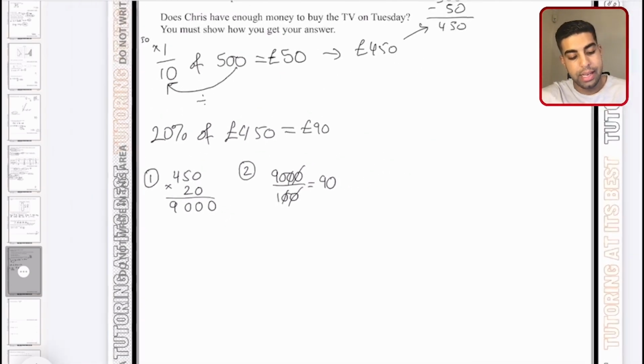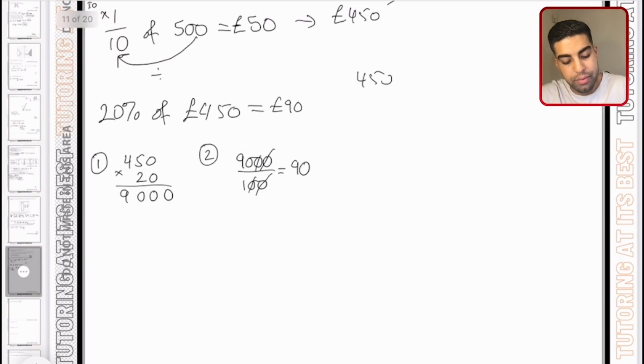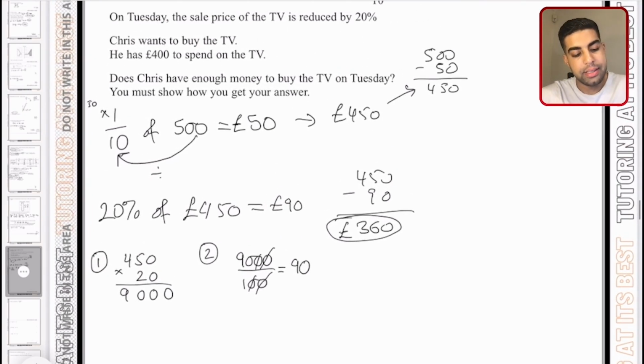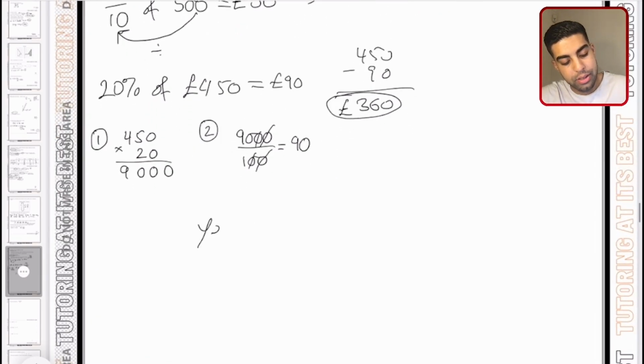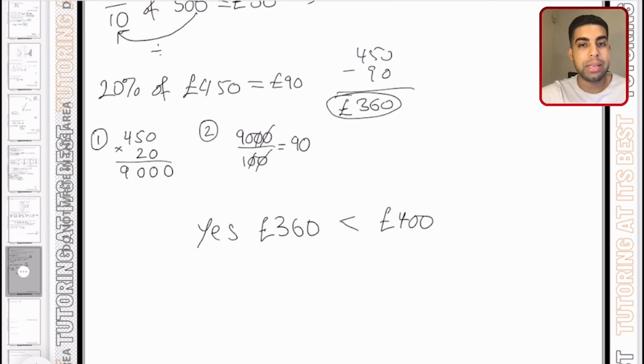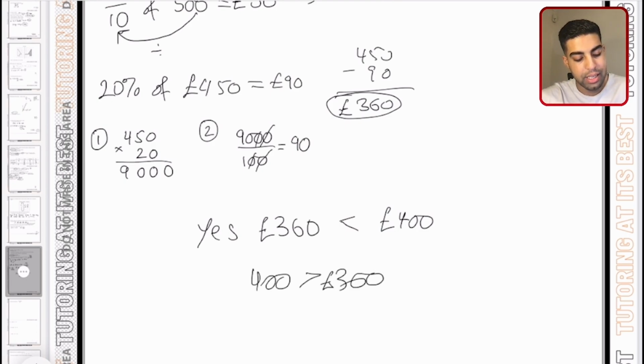So now let's go ahead and subtract that. 450 minus 90 is £360. That is our new value. And so Chris states that he has £400 to spend on the TV. Does Chris have enough money to buy the TV on Tuesday? He definitely does. And that is because £360 is less than £400. And that is your answer. You can simply say yes because 400 is greater than 360. That would also be acceptable.